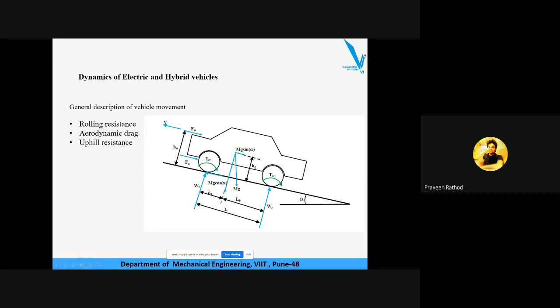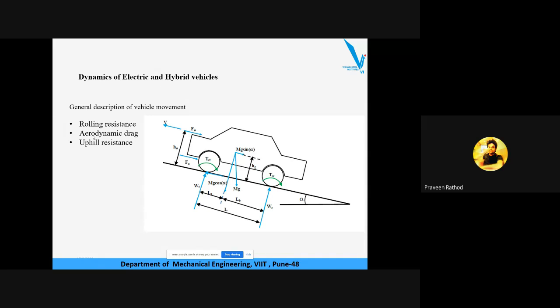If we are not attaching anything, these are the forces acting on the vehicle. Here we have three resistive forces when we consider this diagram. One is the rolling resistance. The other is the aerodynamic force, which we can call Fa or Fw. Another is the uphill resistance. These are the three major resistive forces on this vehicle.